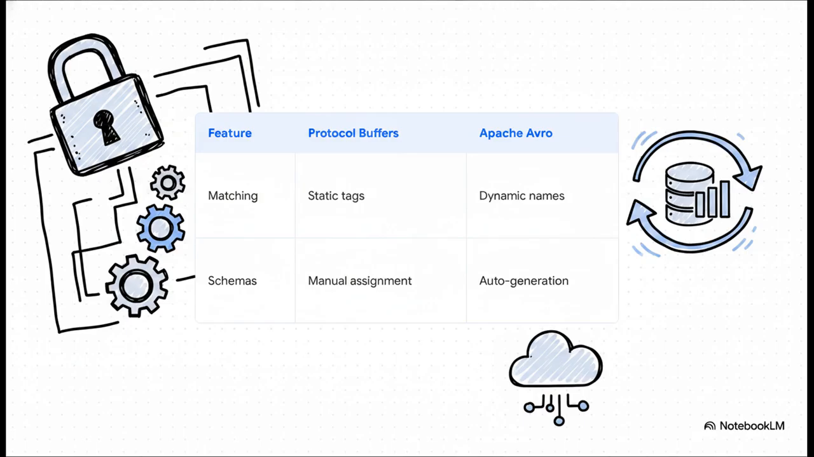Avro, on the other hand, relies on dynamic field name matching and completely ignores tags. This makes Avro absolutely amazing for dynamically generated data. Say you're dumping data from a relational database into a data warehouse, and the database schema changes. You can just auto-generate a brand new Avro schema. No tags to track, no clashes to worry about. It just maps the new column names on the fly.